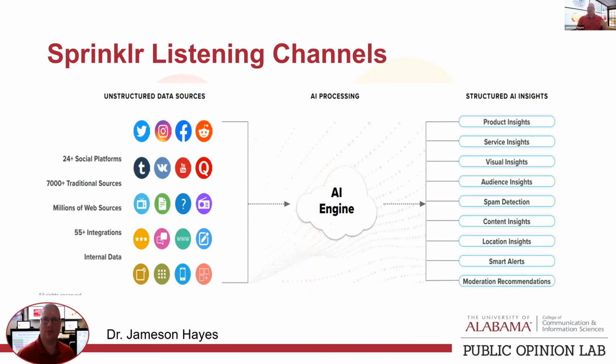Okay, so in terms of listening channels, Sprinklr has 24, as you can see here. They also have 7,000 traditional sources, millions of web sources, and tons of integrations. Integrations are things that were built out, AI verticals and so forth, and data ingestions built out from their customers that they're able to integrate into the system. And then if you were working with a major company, you could use data ingestion to pull in internal data to mix with all this. All that data goes into the AI engine and spits out what we see in our dashboard if you're a typical consumer.